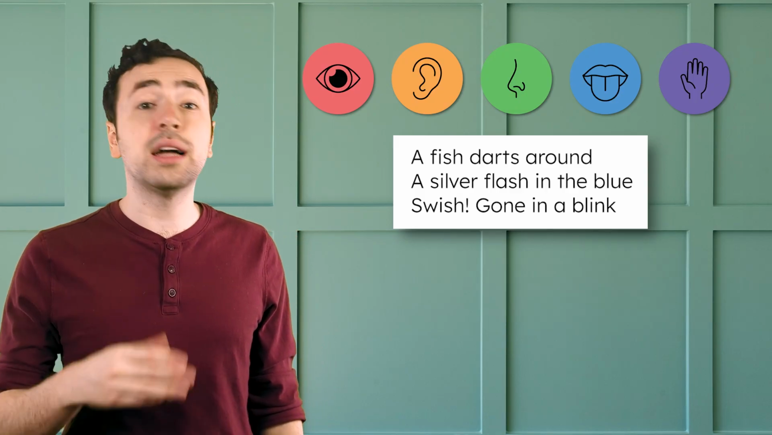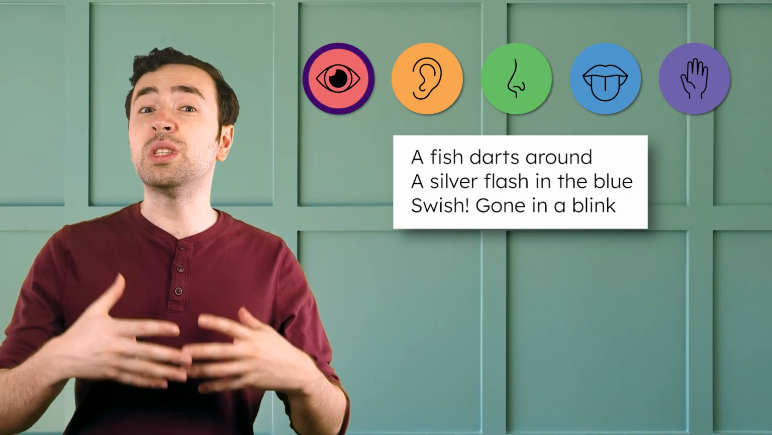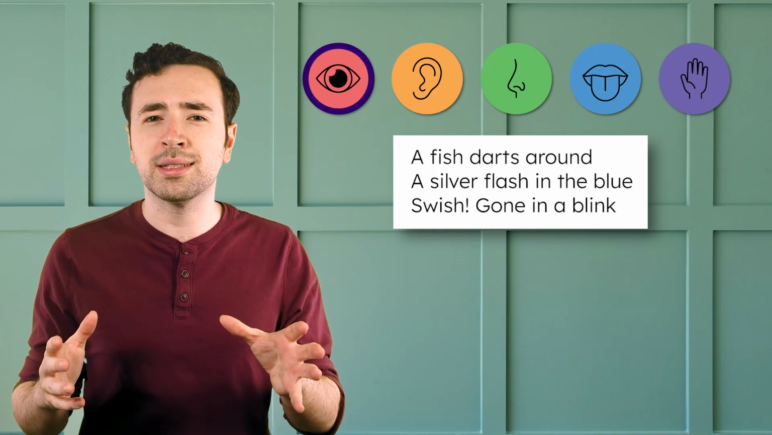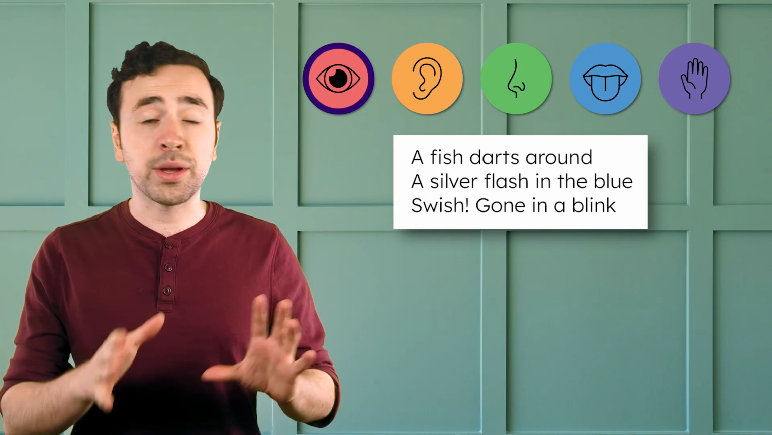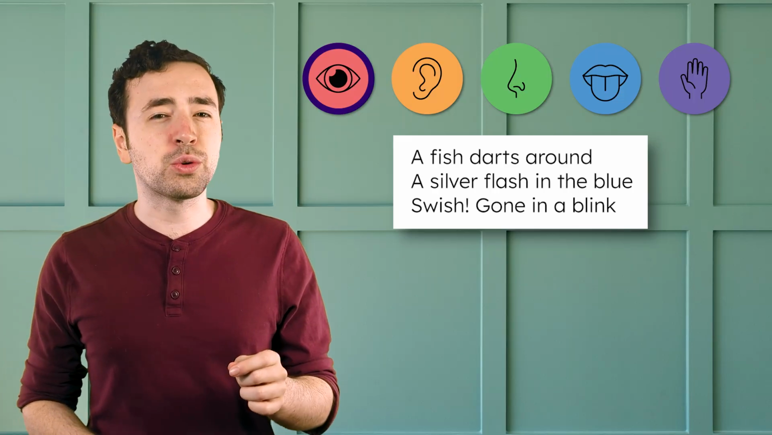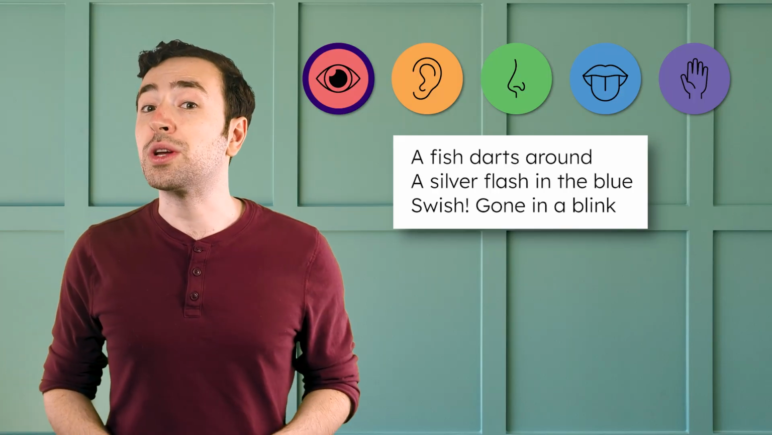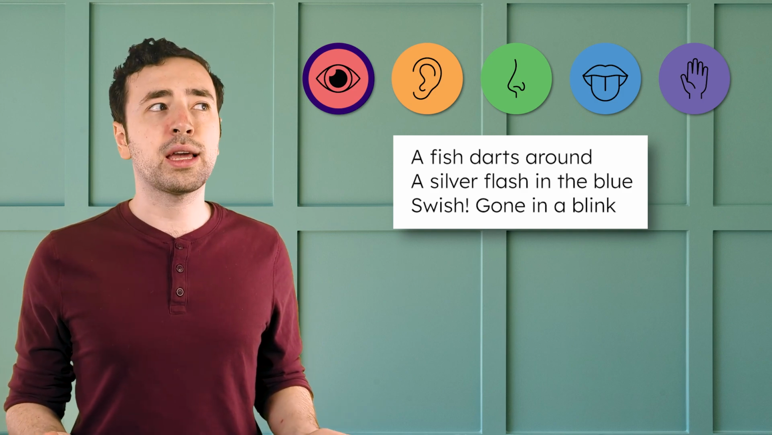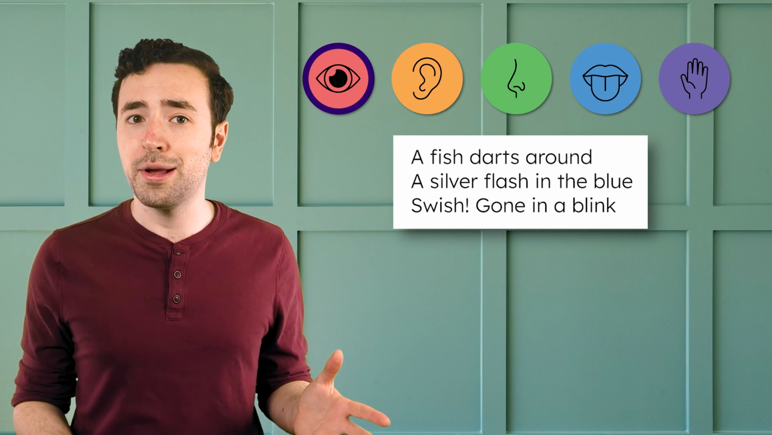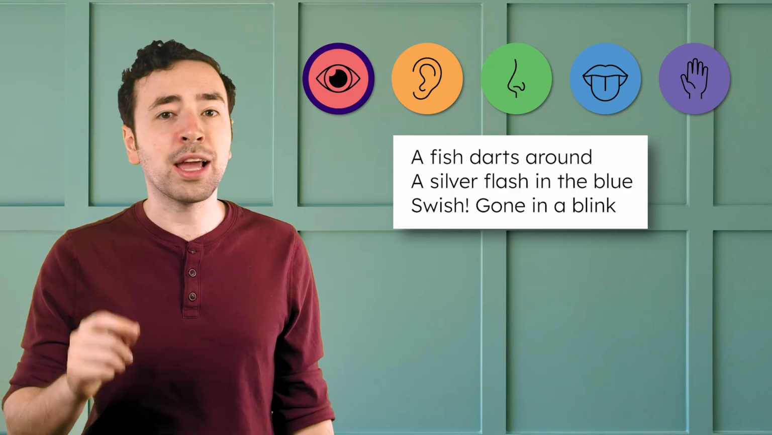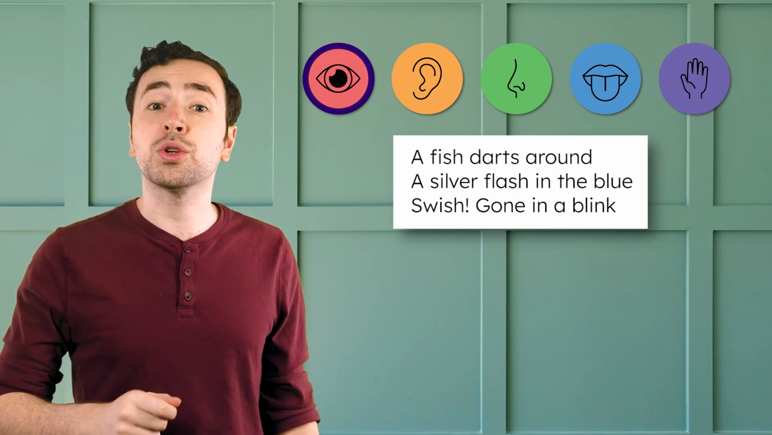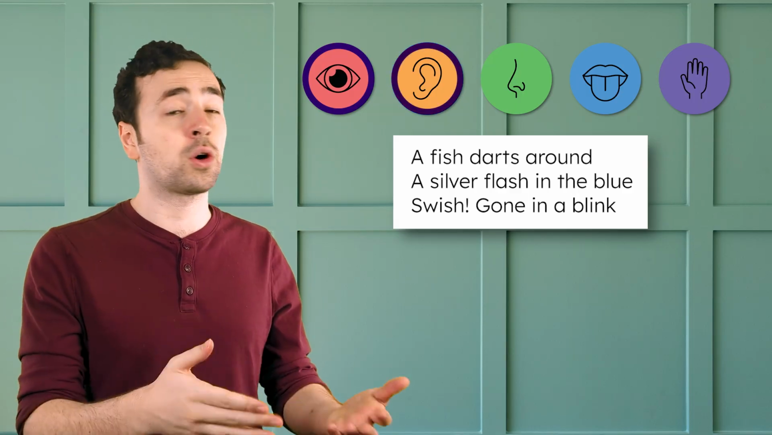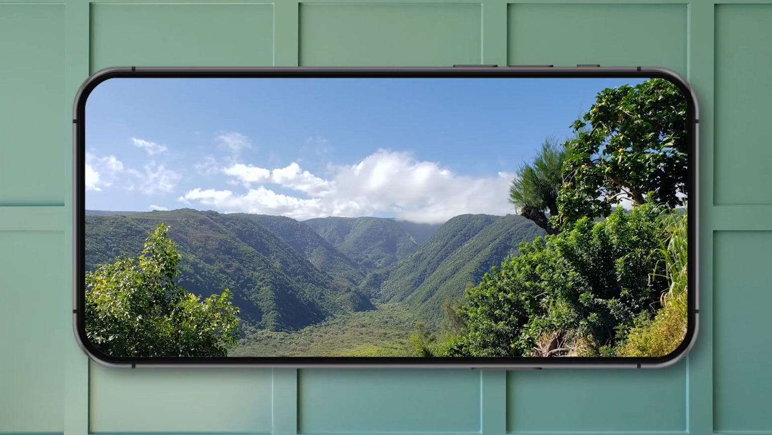In the first 2 lines, I wanted my readers not only to see the fish swimming around in their heads, but also to understand how it's swimming. So I specifically chose the word darts to help readers understand that the fish is moving super fast. So fast that it's like a silver flash in the water. Then in the last line, I used the word swish to capture the sound of the fish as it darts through the water. Why don't we try writing a haiku together using one of the pictures from my vacation?